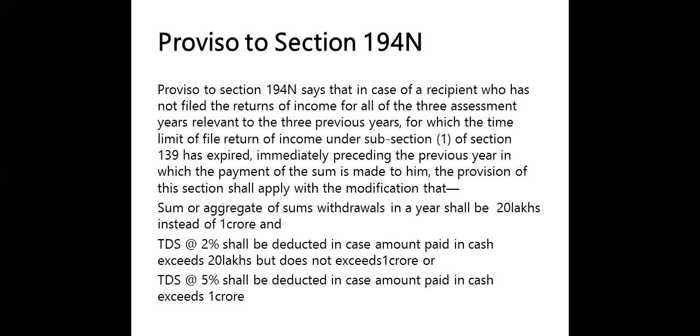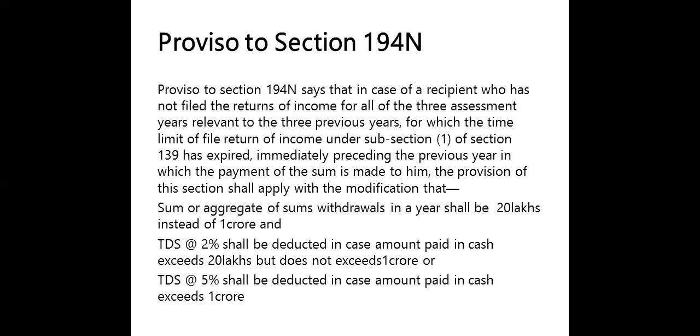So there is a slab in that case: exceeding 20 lakh up to 1 crore, that is 80 lakh, 2% TDS will be deducted, and anything above 1 crore, 5% TDS will be deducted. So this is a thing that in case you have to provide your ITRs. The proviso to this section has made it mandatory for every individual to provide their ITRs to the banks, to the cooperative banks, or the post office from which they withdraw their cash.